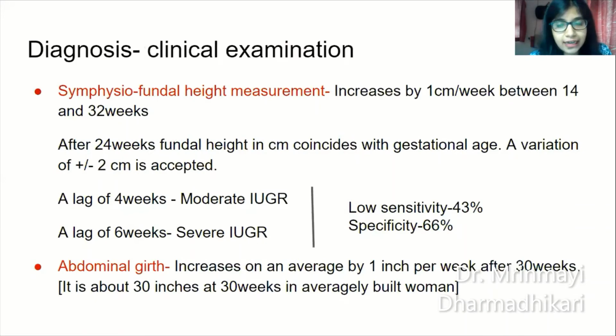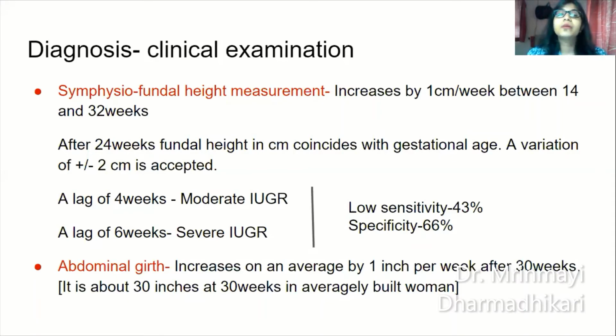Clinical examination. Now, clinical examination includes symphysiofundal height measurement with every ANC visit. Symphysiofundal height increases by 1 centimeter per week between 14 and 32 weeks of gestation. And after 24 weeks, the fundal height in centimeters coincides with the gestational age. Variation of plus or minus 2 centimeters is accepted. Whenever there is a lag of 4 weeks between symphysiofundal height measurement and gestational age, it is considered moderate IUGR. A lag of 6 weeks is severe IUGR.